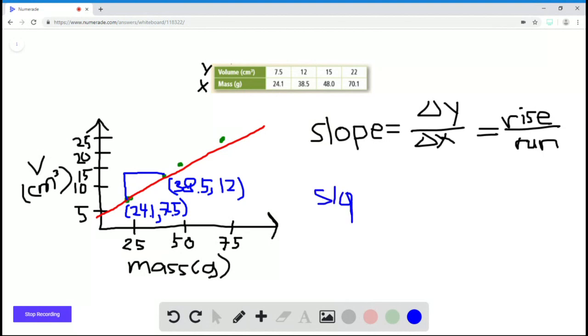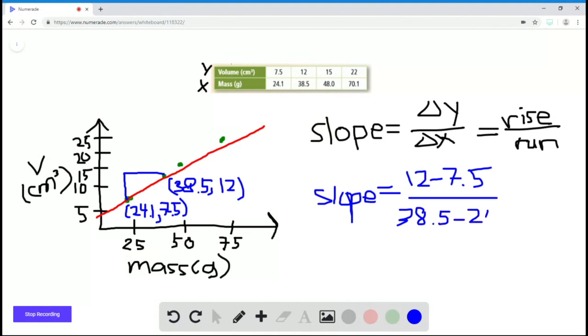So your slope is going to be equal to your change in y. It doesn't matter which direction you go, because you can either go 12 minus 7.5 over 38.5 minus 24.1. If you were to go in the opposite direction, you would have 7.5 minus 12 over 24.1 minus 38.5. You would have a negative number divided by a negative number, which would become a positive number.